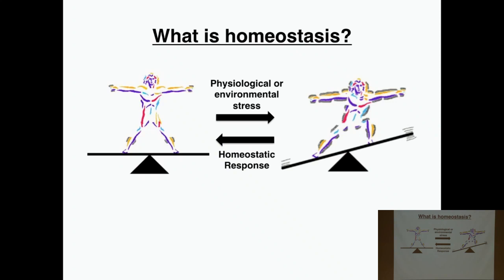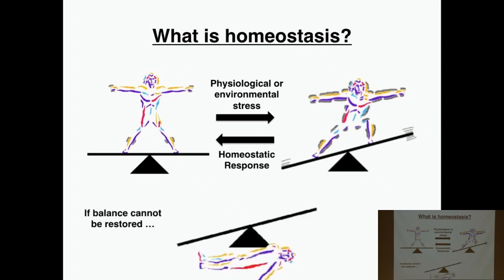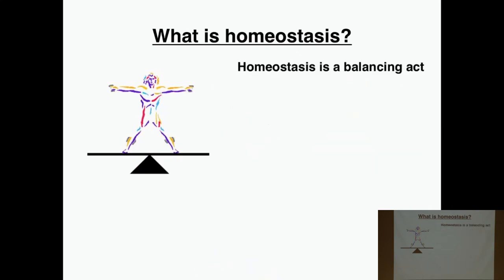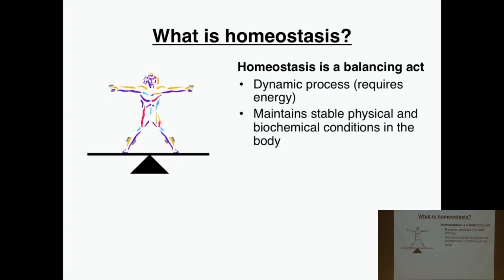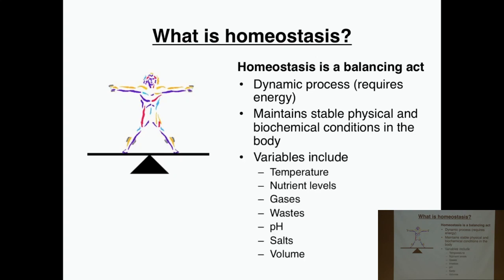If this doesn't happen, in some cases, if the imbalance is extreme, it can actually lead to death. But for the most part, our bodies are able to respond to a large range of fluctuations and maintain homeostasis. This is a dynamic process, which means that it requires energy. And it's a way to maintain stable physical and biochemical conditions in the body for things like temperature, nutrient levels, gases, wastes, pH, salt, and also just liquid volume in our bodies.